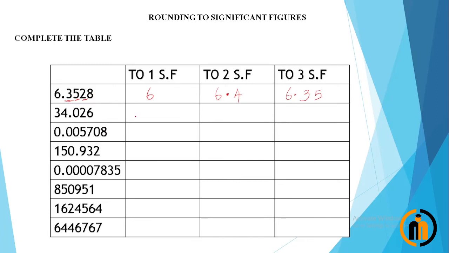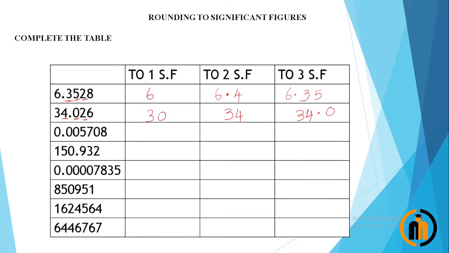34.026. They are asking us to change it to one significant figure. So the nearest tens is 30, because 4 is less than 5. That is why I am rounding it to 30. If it was 5, I would have rounded it to 40. Now two significant figures: 34.026. You need to check the immediate number after the decimal point. It is 0, which means it will be just 34. Now for three significant figures, you need to check the next decimal digit too. So it will be 34.0.